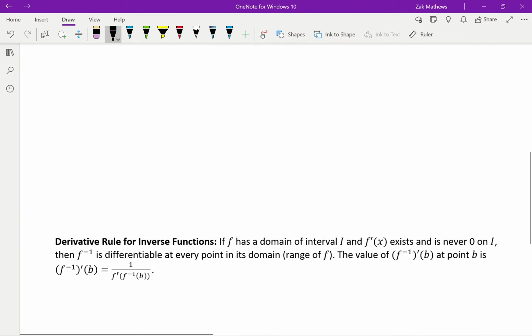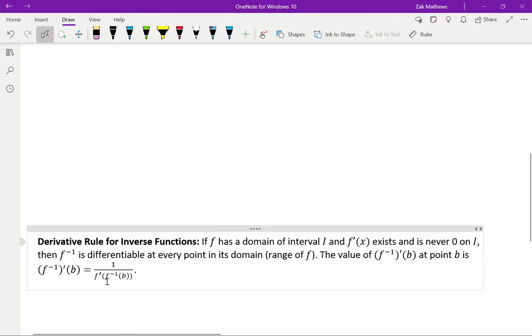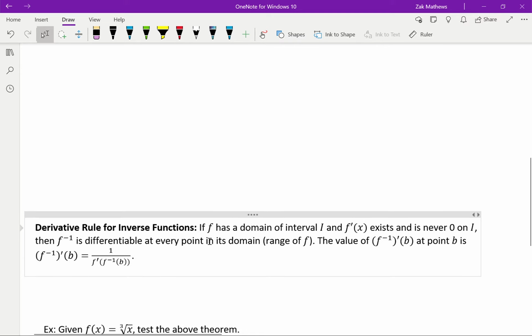Let's look at our first theorem for this section. Derivative rule for inverse functions. If f has a domain of interval I and f prime of x exists and is never 0 on I, then f inverse is differentiable at every point in its domain, the range of f. The value of this inverse function's derivative at some point b is 1 over the derivative of the function at the inverse of b. All right, so let's boil this one down before we get to it.